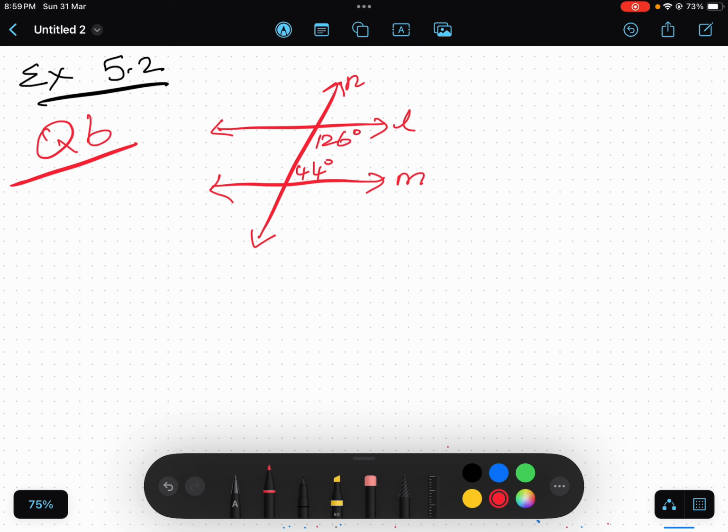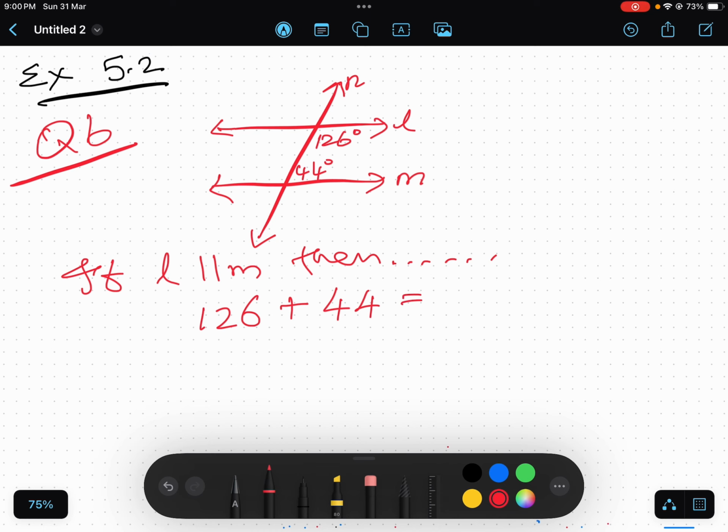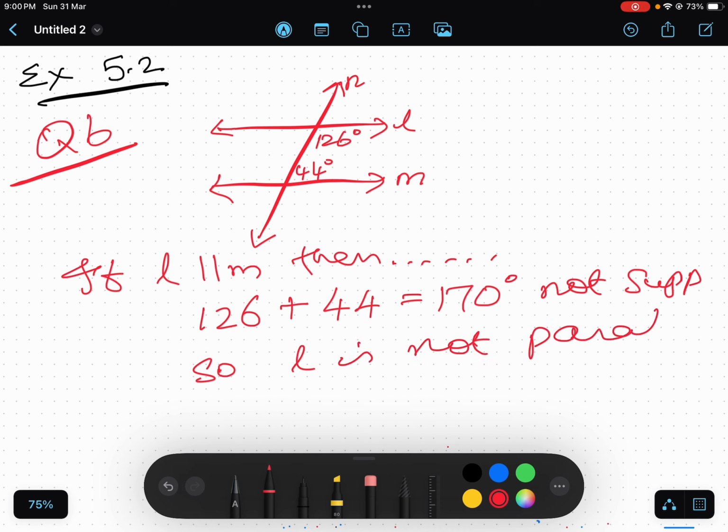See, if the lines are parallel, if L is parallel to M, then the sum of interior angles on the same side of the transversal will be supplementary. So you just use that property. So 126 plus 44, how much is it? 170 degrees. So it is not supplementary. So L is not parallel to M. Now let us look at the second part. This is the first part. Now what about the second part?